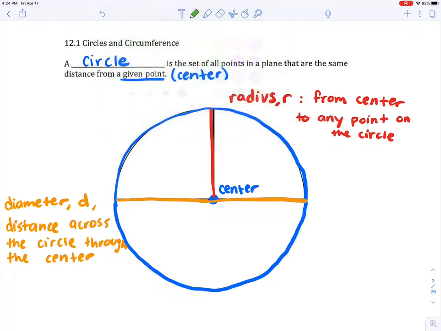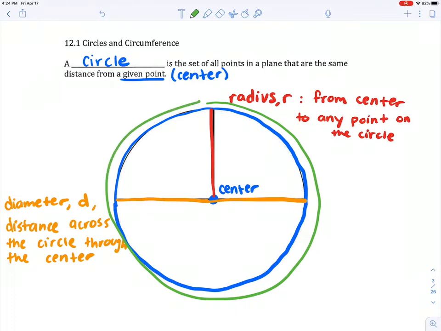And the last word we have here, we usually say perimeter for the distance around a figure, but the distance all the way around a circle is called the circumference. We abbreviate circumference with the variable c.